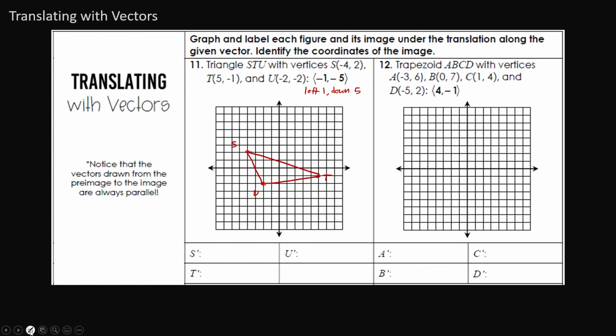And I'm told I need to shift it left 1 and down 5. So there's two ways we can do this. We could start with our pre-image points and then shift on the graph, and that's left 1, down 5, left 1, down 1, 2, 3, 4, 5. That would be my coordinate for S prime. And then I could go back and decide what my coordinate is. So S prime would be -5, -3.